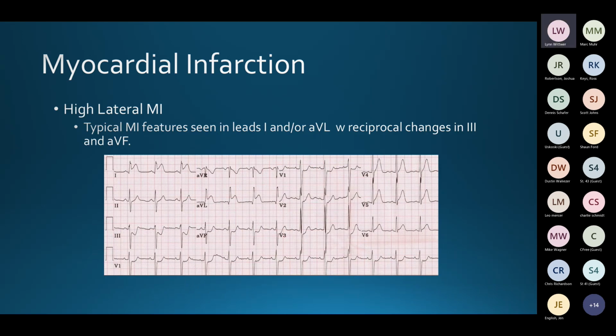High lateral means you're involving only lead I and AVL, for all intents and purposes. There's really not much elevation in here. Doesn't make much difference. Most of the action is here, and you see some reciprocal changes in III and AVF, just confirmatory. So AVL in I.